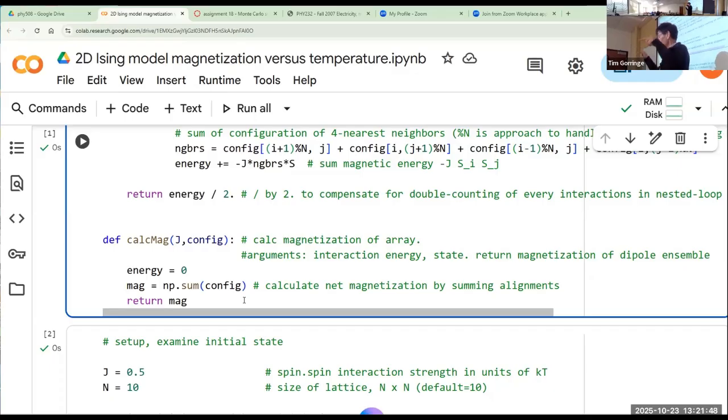Now, if I've got 100 elements in the array and they're all up, the magnetization is +100. If I've got 100 elements in the array and they're all down, the magnetization is -100. If I'm somewhere in between, I'll get a magnetization that's between +100 and -100. So that's the calculation of the magnetization. So out of this, I've got 3 functions: calculate magnetization, calculate energy, and that simple function that just initialized randomly the initial state.